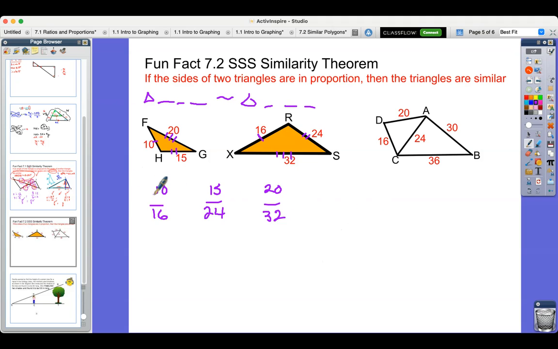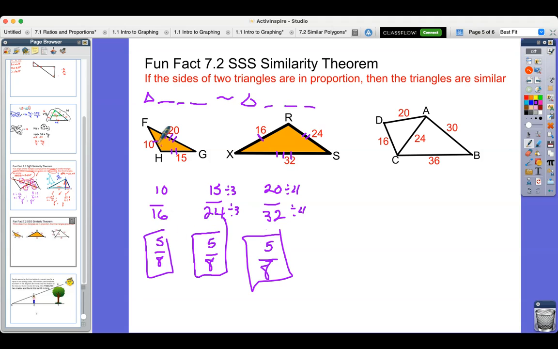So right here, we can reduce by 2. We're left with 5 over 8. Here we can reduce by 3, right? Yep. We're left with 5 over 8. Here we can reduce by 4. Divide by 4, divide by 4. We're left with 5 over 8. Hey, all 3 proportions, all 3 corresponding sides do reduce to the same scale factor, 5 eighths, 5 eighths, 5 eighths.